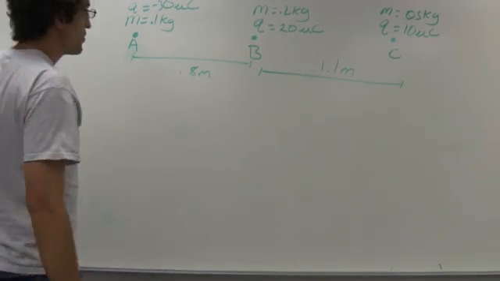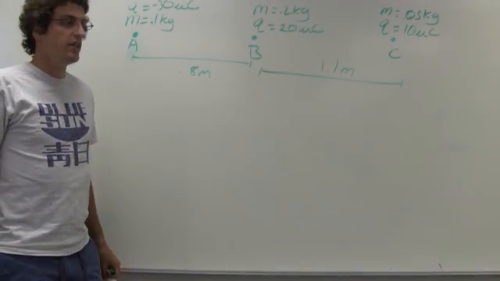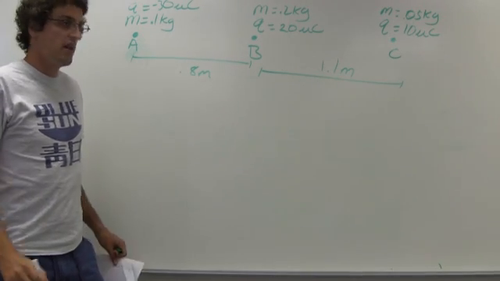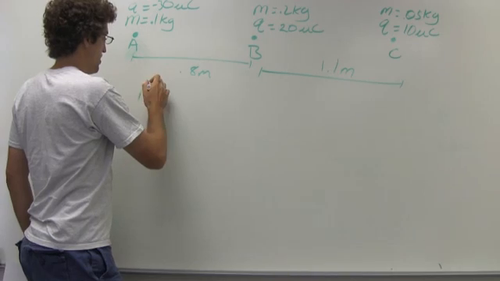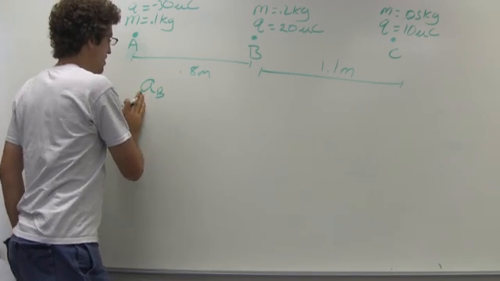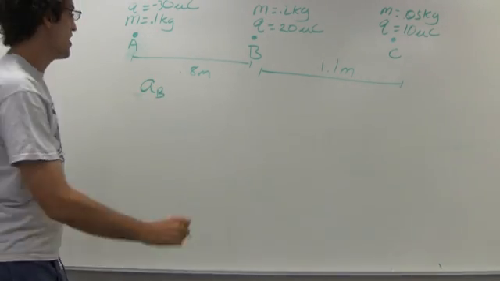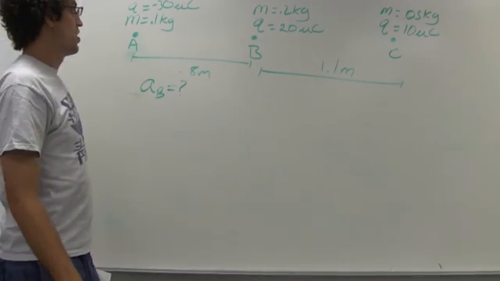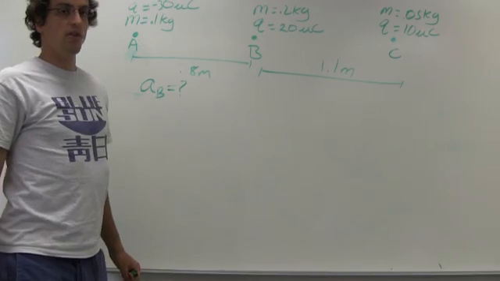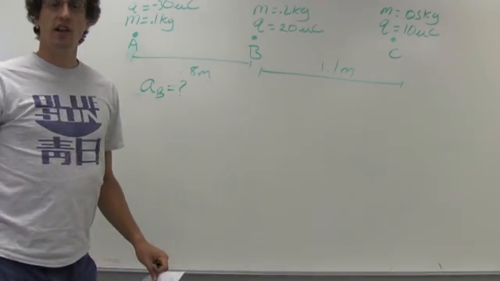All right, here we're looking at a three-particle problem, and we're trying to determine the force on particle B. Actually, the acceleration of particle B. So we want to know a sub B. And to do that, we've got to find the force. Okay? So, based on Coulomb's force, any two charged objects exert a force on each other.